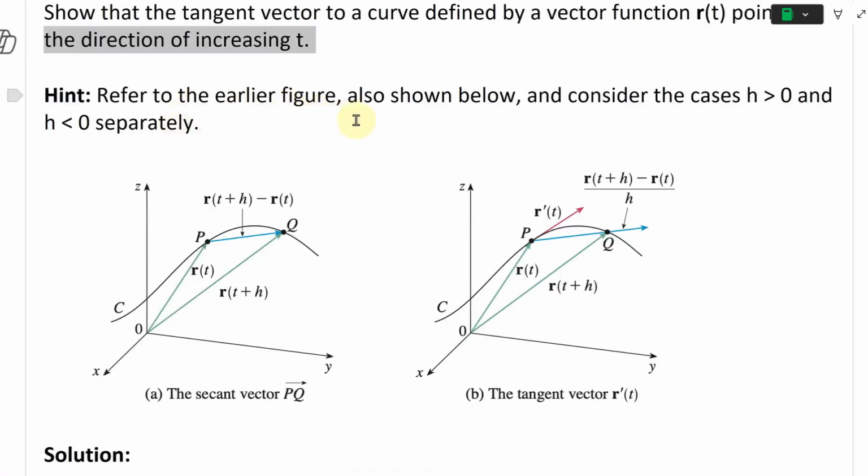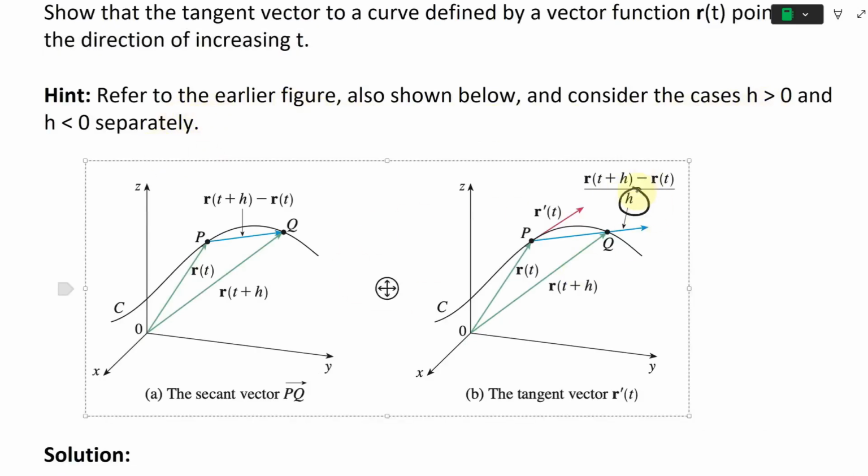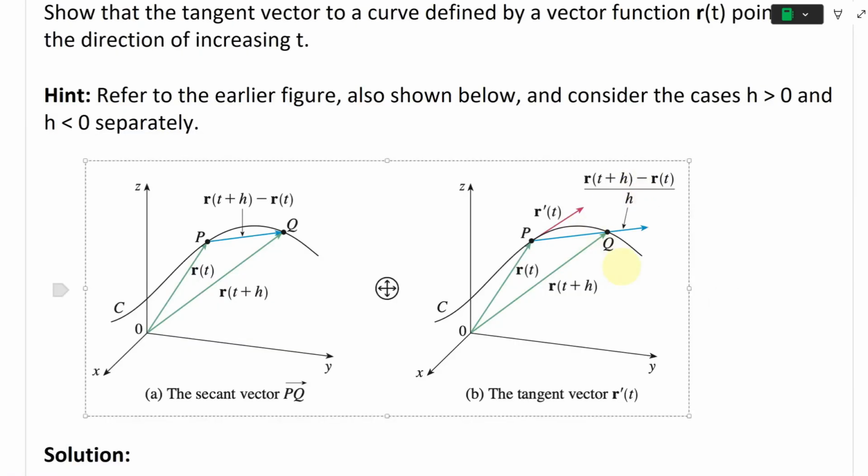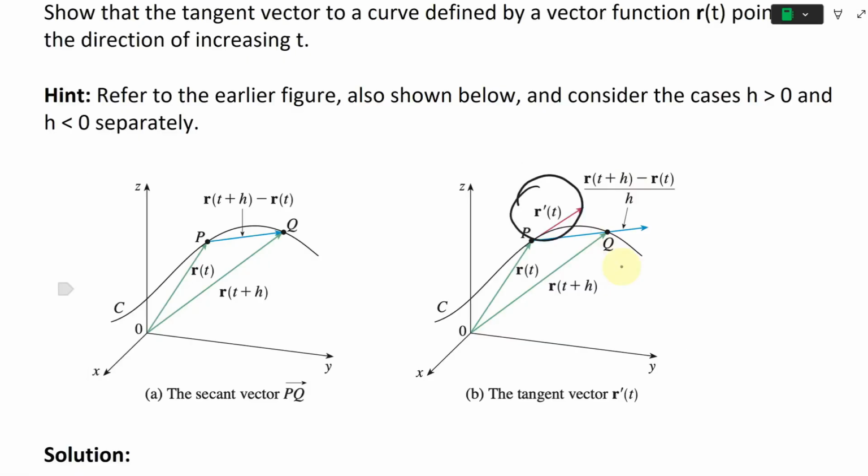Refer to the earlier figure, also shown below, and consider the cases h is greater than 0 and h is less than 0 separately. So consider these cases, look at h being either less than or greater than 0, and then see what happens to this direction. This is the derivative right here, and this is the secant vector, as a tangent vector.